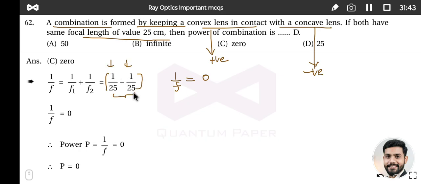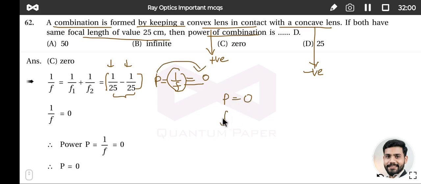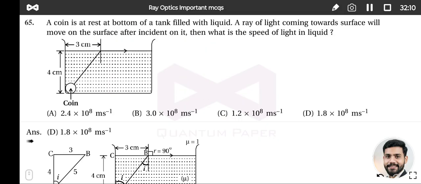But answer is 0 of what? 1 upon f, answer is 0. Okay, so 1 upon f is nothing but power P, so we have to find out that power only. So 1 upon f is 0, so that means power is also 0. Okay, so in this case power is 0, but if the question is what is focal length, then focal length is infinity. Okay, because 1 upon f value is 0, so f is infinity, power is 0. So correct answer is C, 0. Look at the next question.